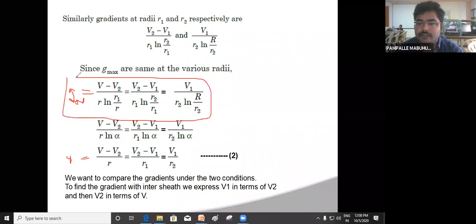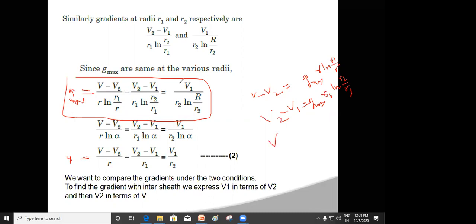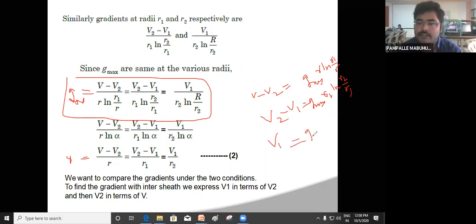So from this equation V minus V2 can be written as G max into R into ln R1 by R. Similarly V2 minus V1 can be written as G max into R1 into ln R2 by R1. Similarly V1 can be written as G max into R2 ln capital R by small r2. Now you are going to sum all these three.